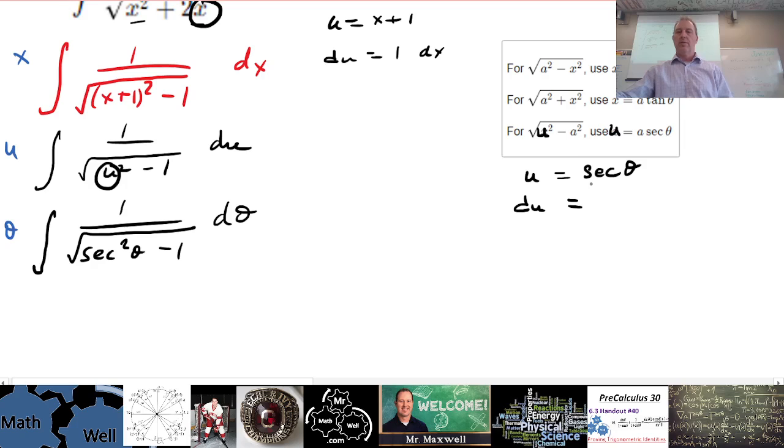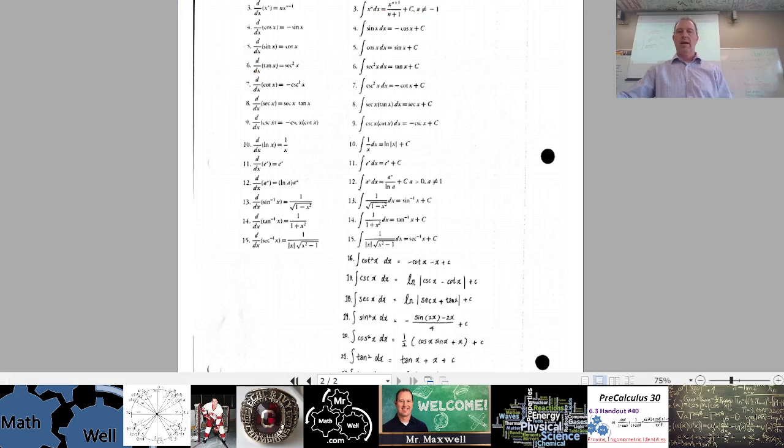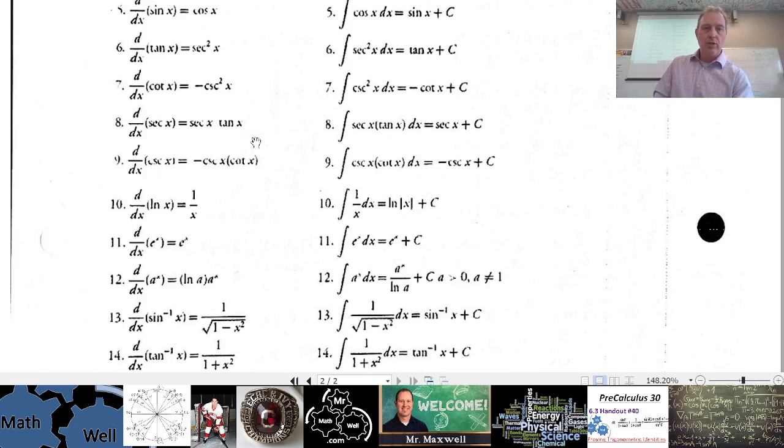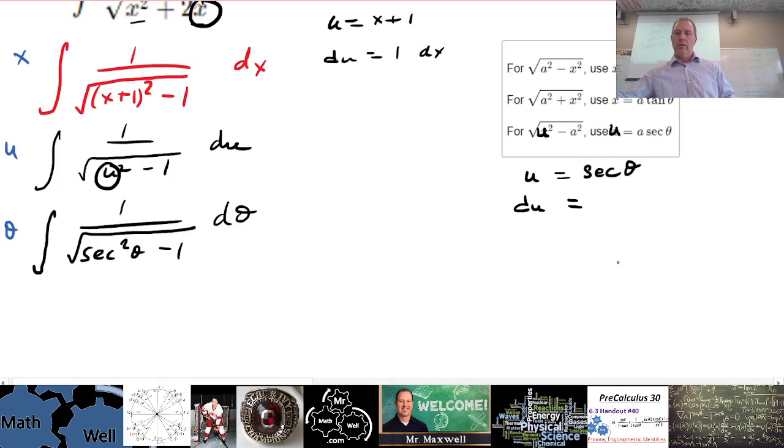What's the derivative of secant? Derivative of secant. Well, we can go back to our handy little chart here. We got all the derivatives and integrals we could almost ever imagine. So do we see secant here? What is it? Secant x tan x. Not sure if you remember that from Calc 30 or not, but secant x tan x du.